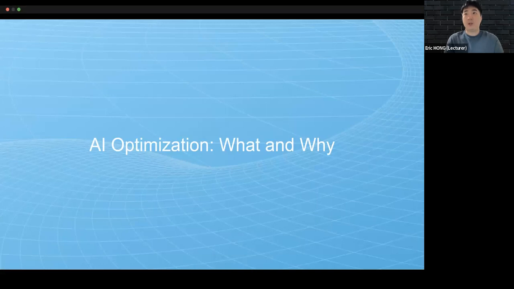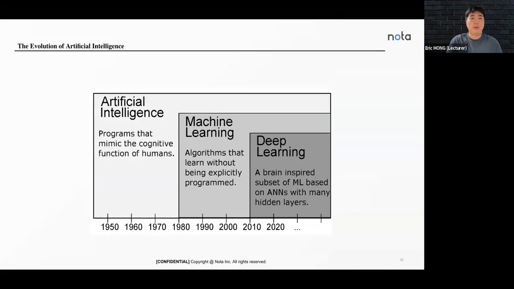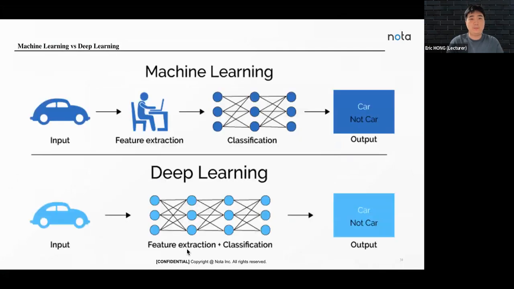Okay, time is 11:25. Now I'm going to introduce AI optimization, what and why. This is a basic figure that explains the relationship between the three terms. Deep learning is a subset of machine learning, and machine learning is a subset of artificial intelligence. And the history of artificial intelligence started from the early 1950s.